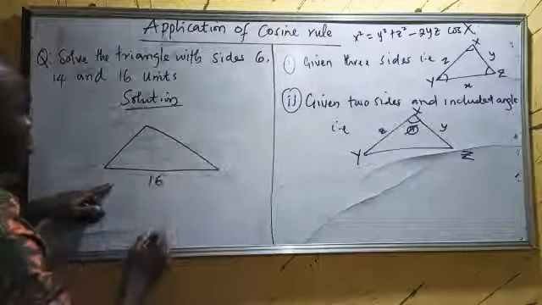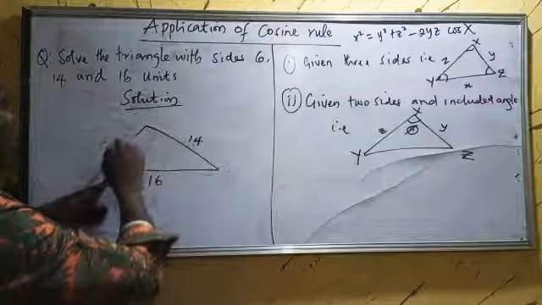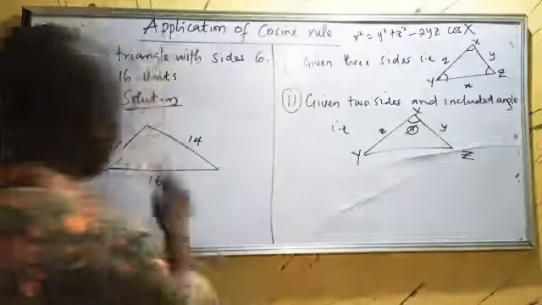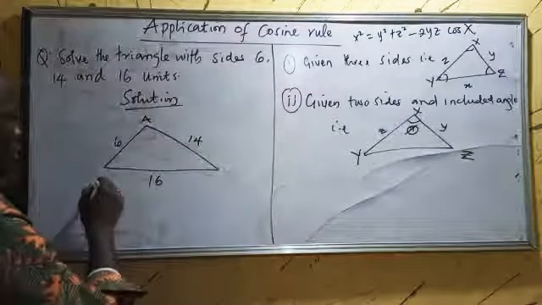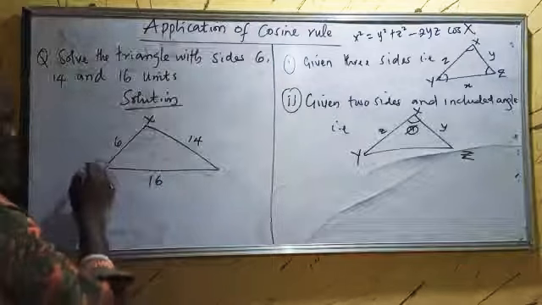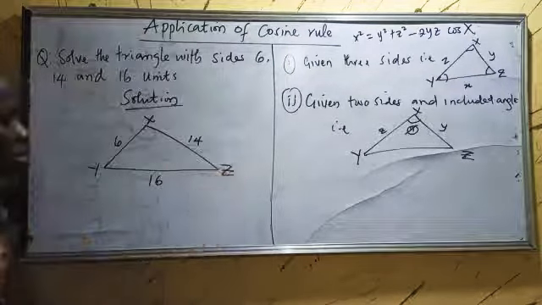So we have 16, you understand, and we have 14, followed by this, we have 6. Can you see that? So if you like, we can label this. Let's use x, y, z. This will be x, this will be y, and this will be z. Are you getting it?